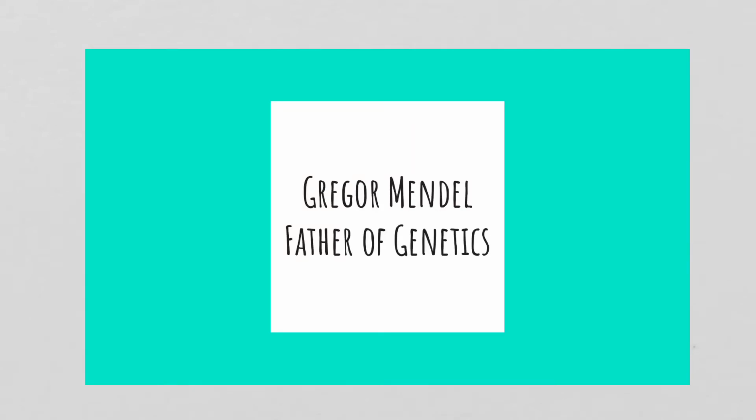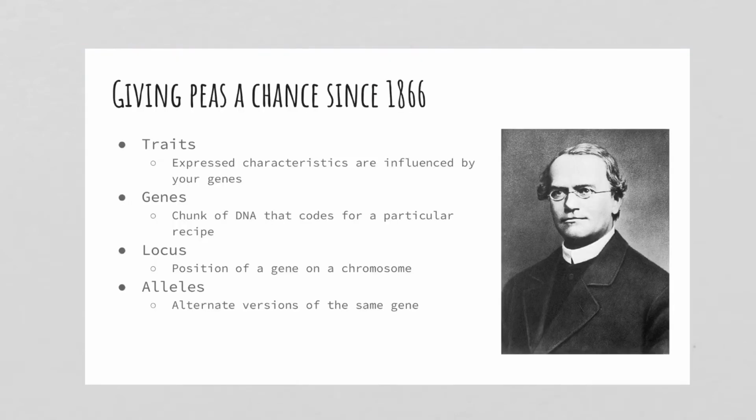Let's go back to Gregor Mendel, who many of you guys know is the father of genetics. There's a lovely picture that many people have seen already before of Gregor Mendel. He's been giving peas a chance since 1866. So what did he look at? Gregor Mendel was really looking at traits in the organisms. He did not know about genes. He did not know about loci. I don't know if he knew much about alleles, but he knew about traits, and he really studied those traits and explored them and did some crosses with them.